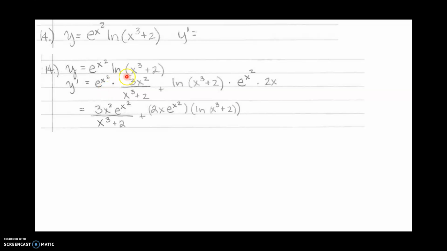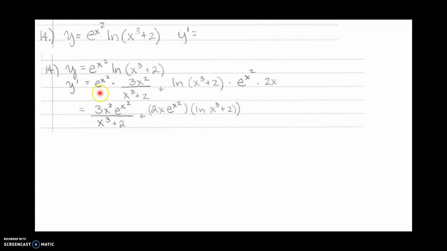Okay, so first times derivative of second plus second, now we need the derivative of e to the x squared. So the derivative of e to the anything is just e to that thing. So the outside, the derivative of e to the x squared is e to the x squared. Then the derivative of the inside, we're going to multiply by the derivative of x squared. So that would be 2x. So derivative of outside times derivative of inside.